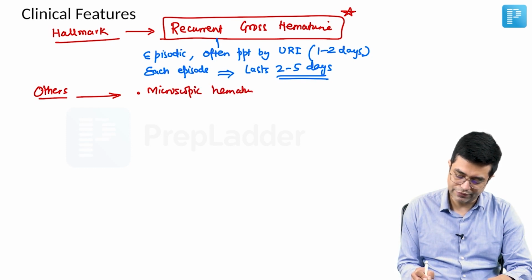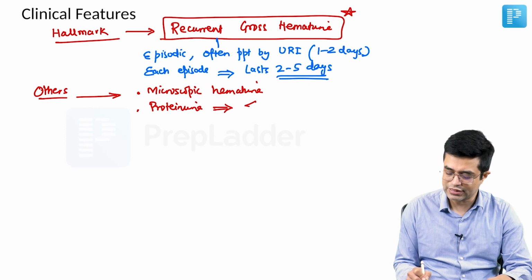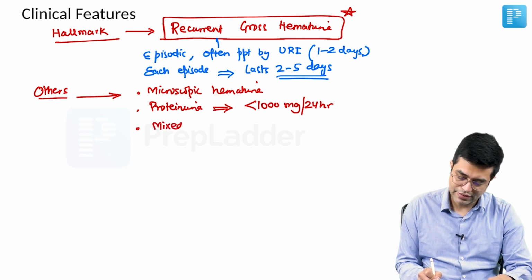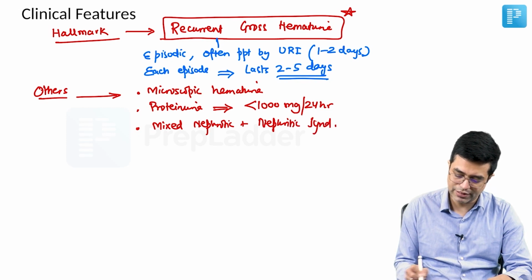Certain children can have proteinuria. The proteinuria is not significant, and proteinuria is always less than 1000 milligrams in 24 hours. Certain children can have a mixed nephrotic with nephritic kind of picture as well. Mixed nephrotic-nephritic syndrome like picture can also develop in certain children.